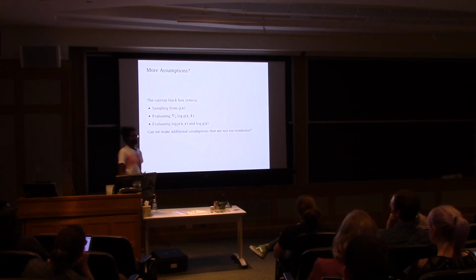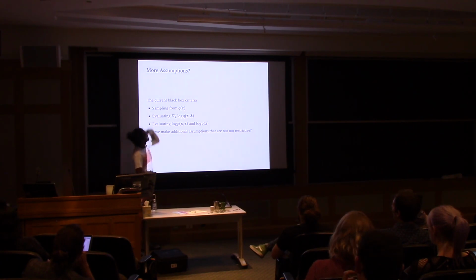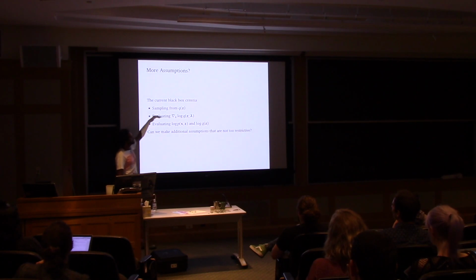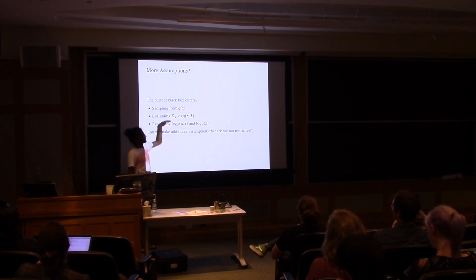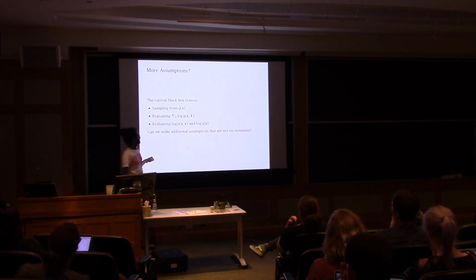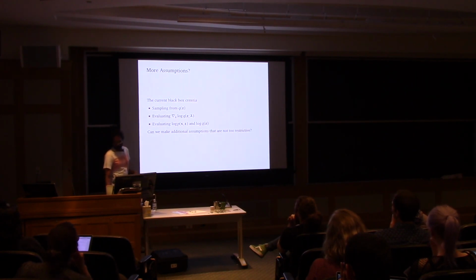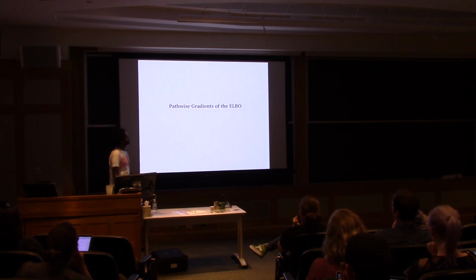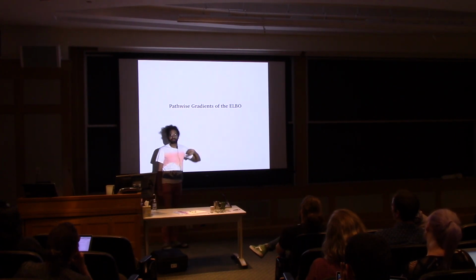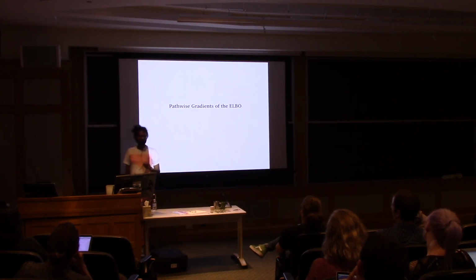So we're going to mix it up a little bit here at this point. What if we throw in a couple more assumptions? So our current criteria are that we can sample from the approximation, we can evaluate the score function, evaluate the model, and its approximation. So can we make additional assumptions that are not too restrictive? Well, the typical machine learning one is going to be differentiability, and that will lead us to something called the pathwise gradient of the ELBO, or the reparameterization gradient of the ELBO.